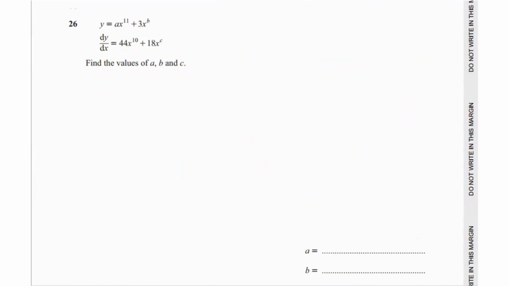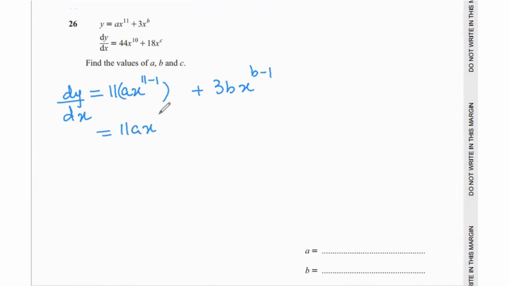Then we have an equation y equals ax to the power of 11 plus 3x to the power of b. dy by dx has given us 44x to the power of 10 plus 18x to the power of c. Find the values of a, b, and c. So let's differentiate the given equation. The power comes down, gets multiplied with the terms, and then we subtract 1 from the power. Again, the power comes down, and then we subtract 1 from the power. So that's 11a x to the power of 10 plus 3b times x to the power of b minus 1.